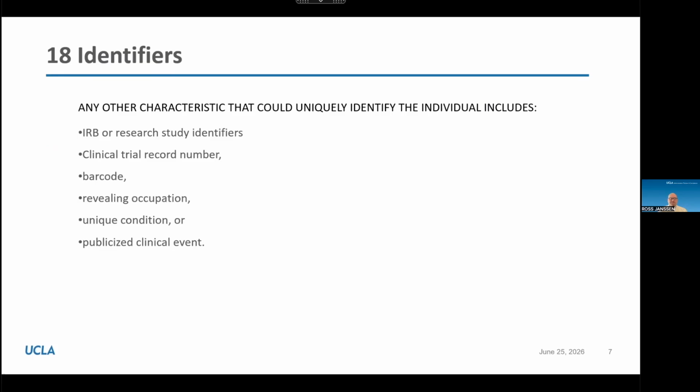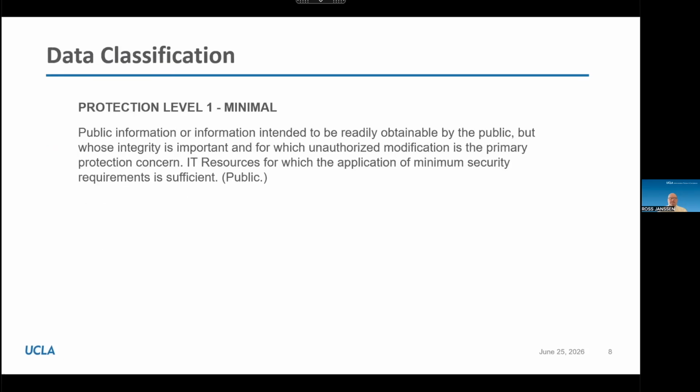And I want to show you what UCLA Health considers other characteristics that could uniquely identify the individual. It's IRB or research study identifiers, clinical trial record numbers, barcodes, revealing occupation, unique condition, or publicized clinical event. So that's what I had to talk about on de-identification. If you have any questions, we can look at those at the end of the presentation.